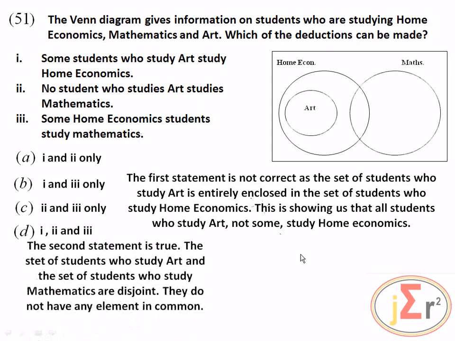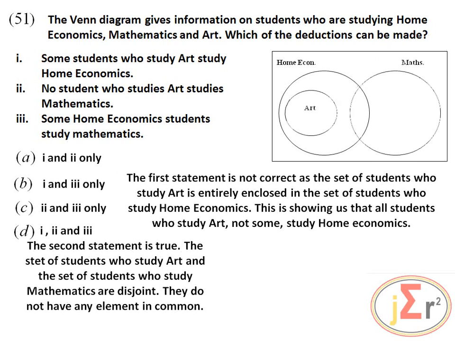What about the second one? No student who studies art studies mathematics. The second statement is true. The set of students who study art and the set of students who study mathematics are disjoint. That means they do not have any element in common. So we are sure that the statement is correct. No student who studies art studies mathematics.